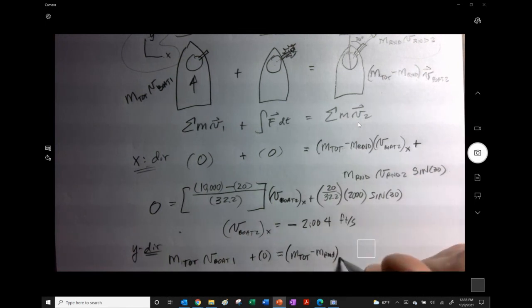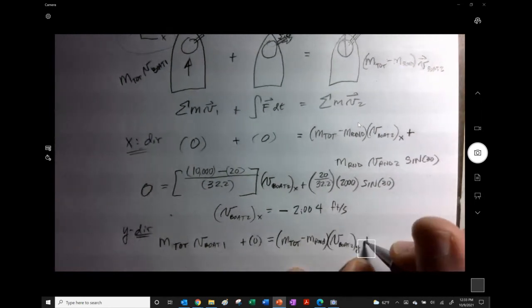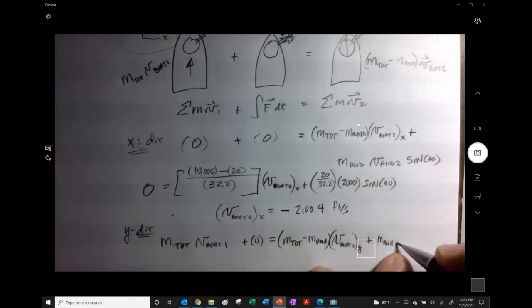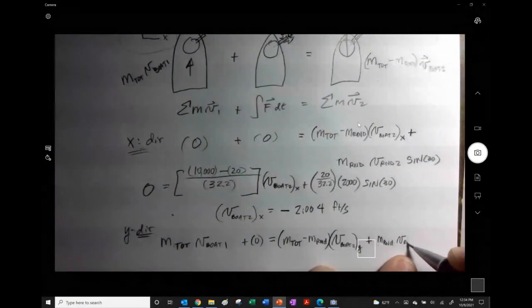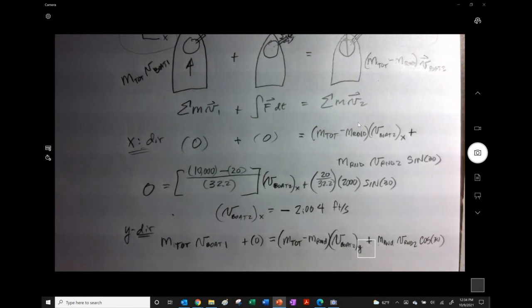And then here's the velocity of the boat 2 in the y direction plus the mass of the round times the velocity of the round 2 times the cosine of 30.